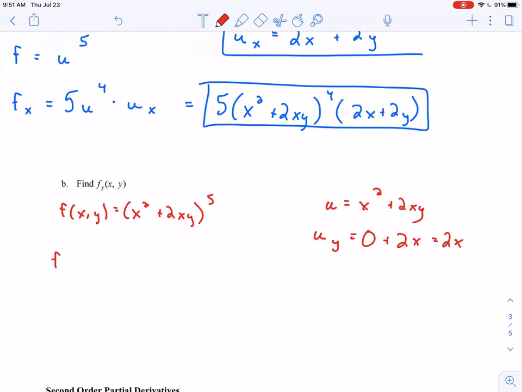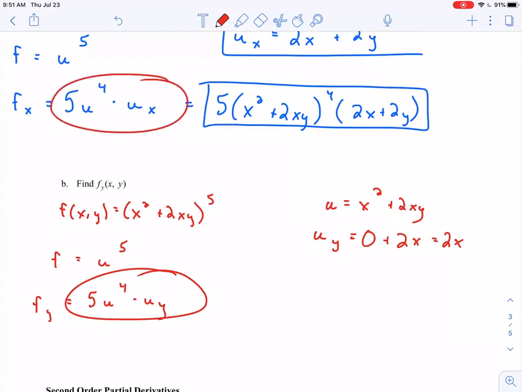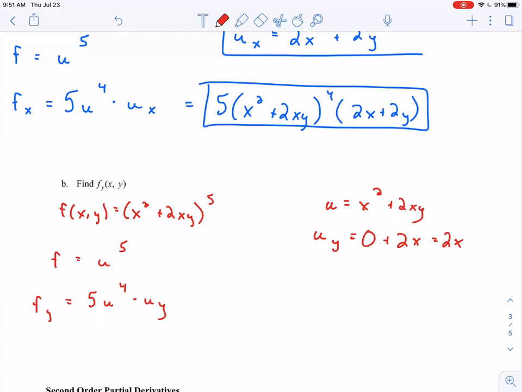So if you need to, we can rewrite this. This is f equals u to the fifth power. So f sub y is 5u to the fourth power times u sub y. Notice that when you use the chain rule, the overall structure of these is going to be the same. The derivative of that u part doesn't actually change. It's the derivative of the inside part, u sub x versus u sub y, that's where the difference is going to happen.